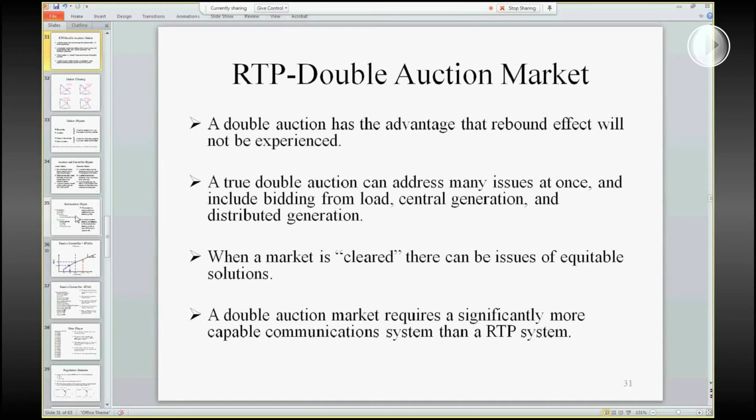Obviously, this type of thing requires a fairly significant communication system. We're talking about two-way bidding, so communication in two directions. And one of the things that we're trying to explore is what are the requirements of that type of system, and how much communication do you actually really need to make it work. So we'll get a little bit into some of the meat of how this works here.